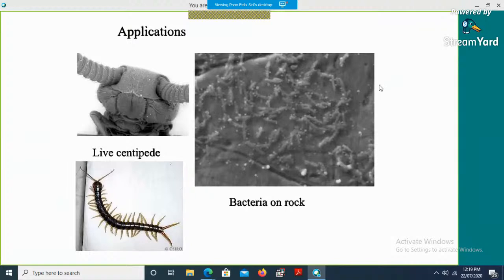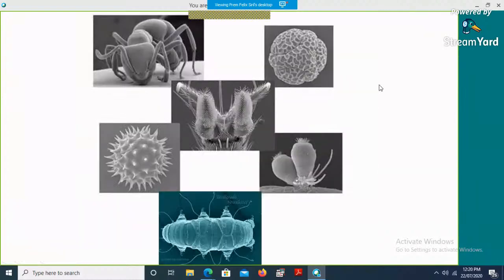Interestingly, you can even take live creatures inside the SEM and do the imaging. Here you can see a live centipede taken inside a SEM, and its image has been taken using a scanning electron microscope. A lot of biological samples like bacteria, virus, even live cells, and all these pollen grains can be taken inside the scanning electron microscope chamber, and you can do the imaging.